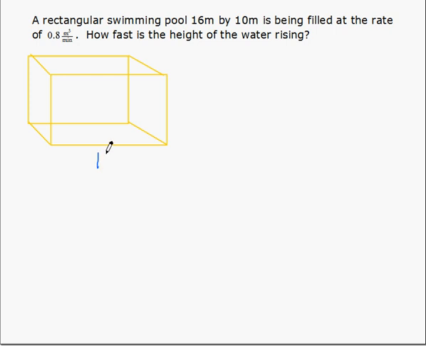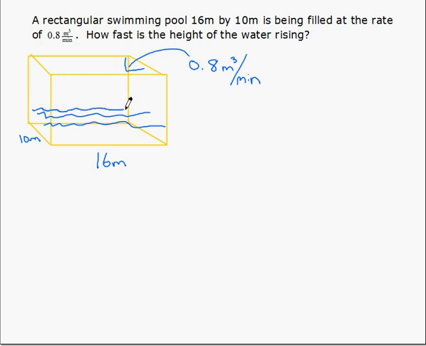So we know this is 16 meters here and 10 meters there. I want to know if water is going in 0.8 cubic meters per minute. How fast is the water inside going up? Water is rising. We want to know how fast. So this is dV by dt. And we want to know dH by dt.